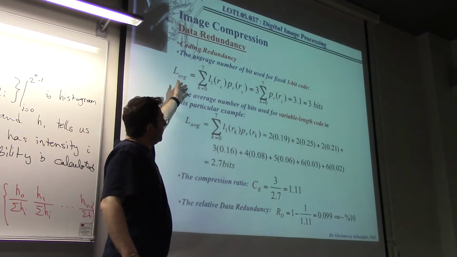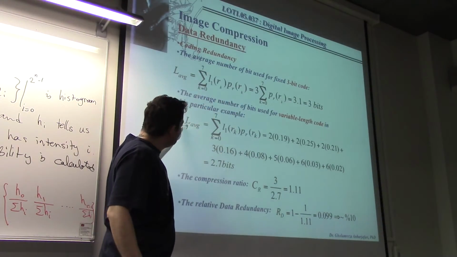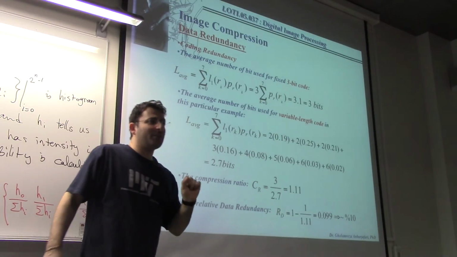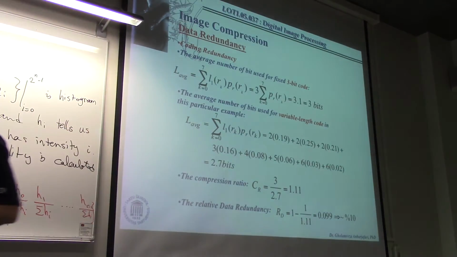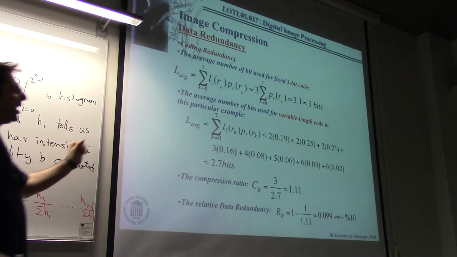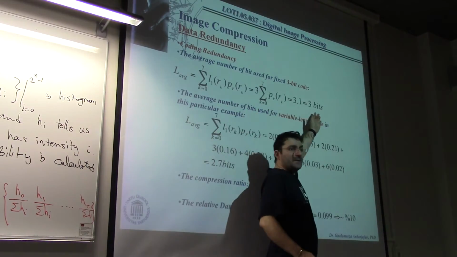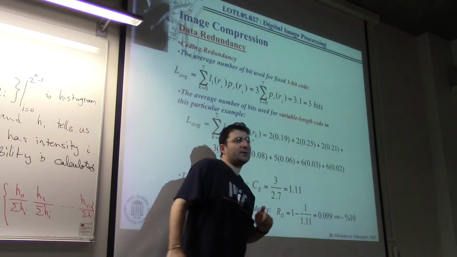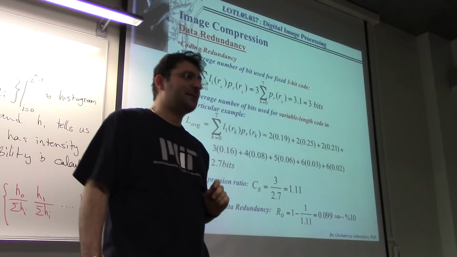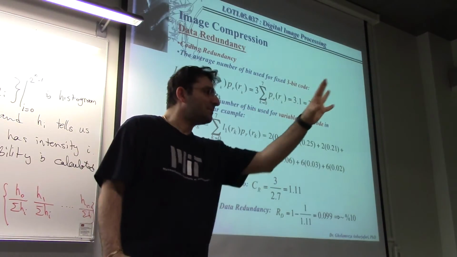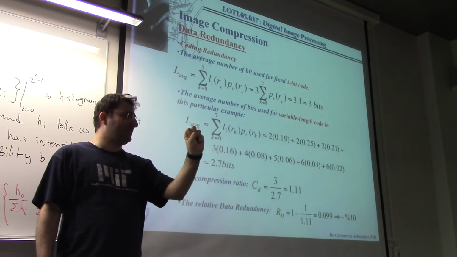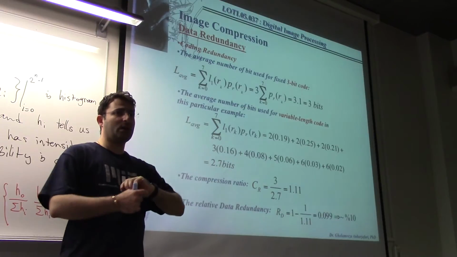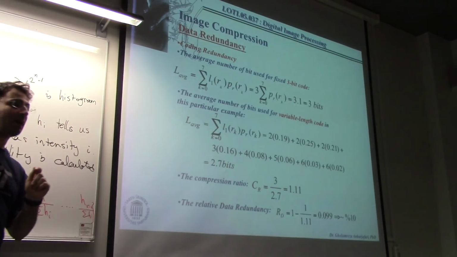Previously, for everything equal, we got 3, and for the new one, we get 2.7 bits. In other words, if I had 1 million pixels, I need to have 3 million bits. Here I need 2,700,000 bits. In other words, 300,000 bits have been redundant. I don't need them anymore. So you see, we are saving about 300,000.